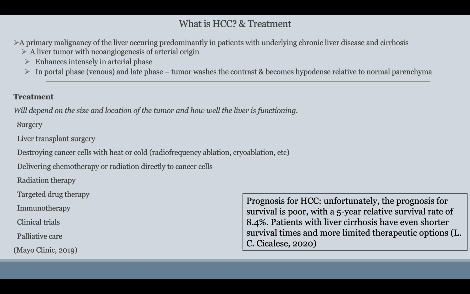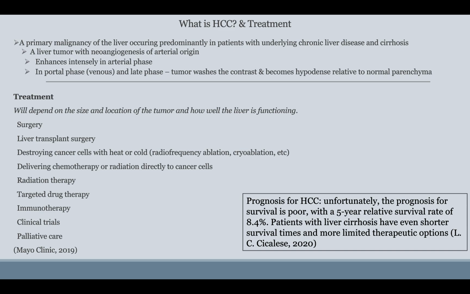And I did list some options for treatment here. Ultimately, treatment will depend on the size and location of the tumor and how well the liver is functioning. Some options are surgery to remove the cancer and the area around it, but that's not always recommended. And sometimes it's not even an option if the patient has a history of other liver disease. So that wouldn't be an option for our patient because he has liver cirrhosis, so he doesn't have a normal liver function.